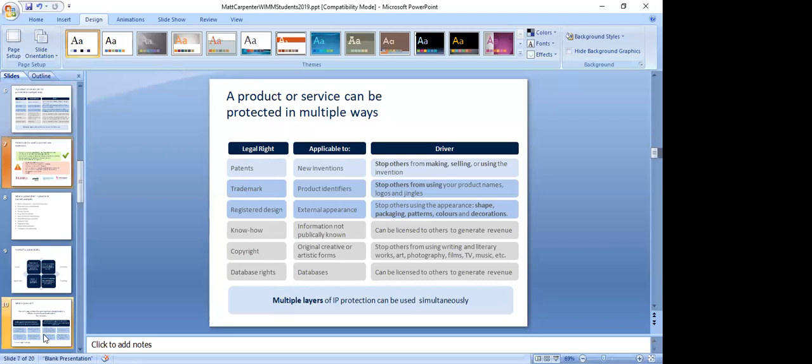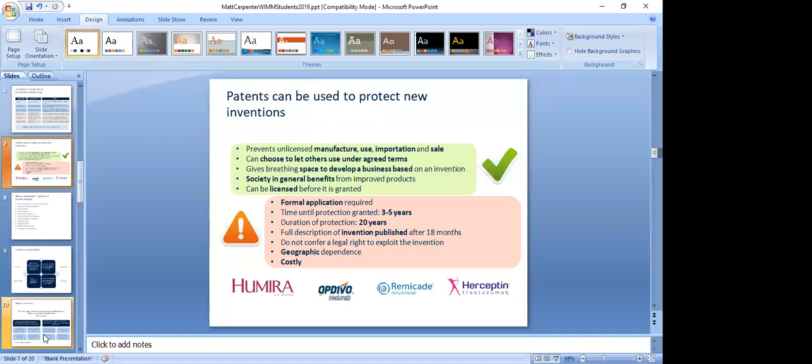Patents can be used to protect a new invention. They prevent unlicensed manufacture, use, import, and sale. The owner can choose to let others use it under agreed terms. It gives breathing space to develop a business based on the invention. Society in general benefits from improved products, and a patent can be licensed before it's granted.